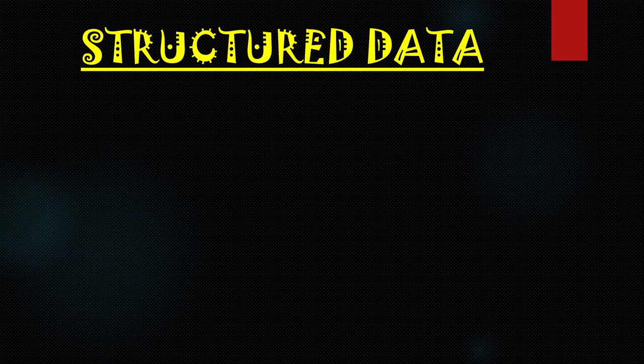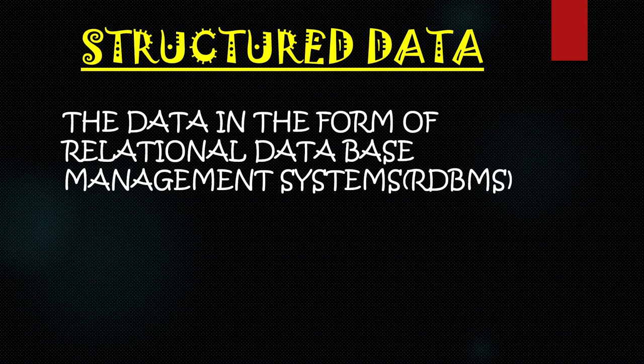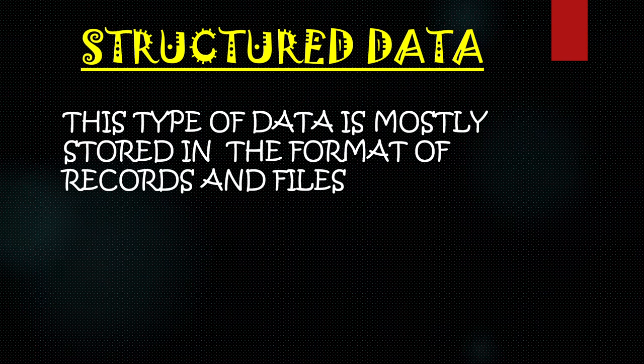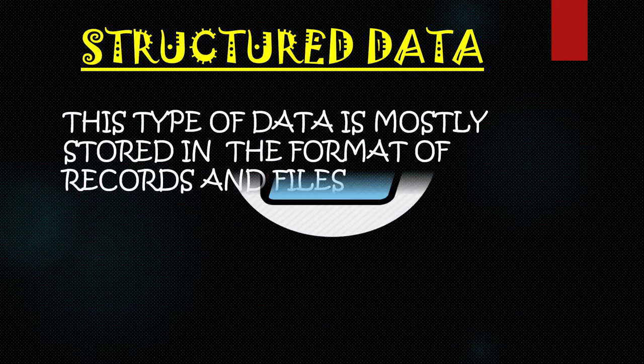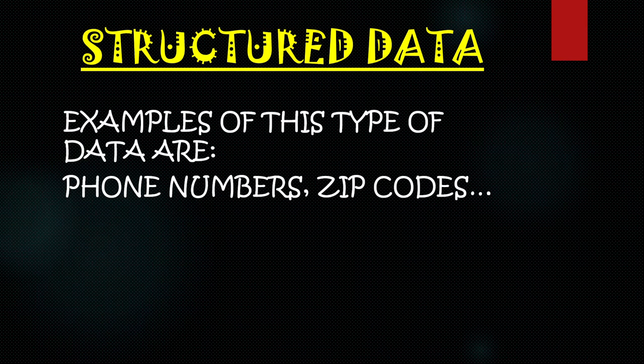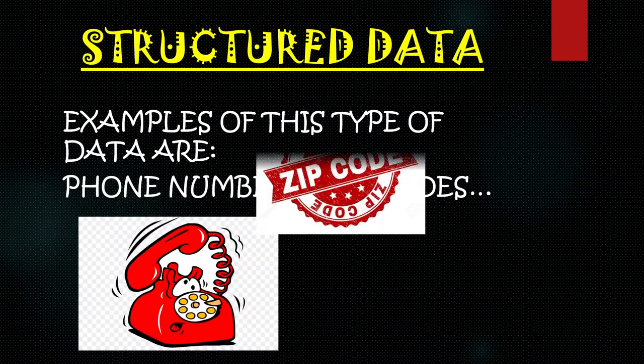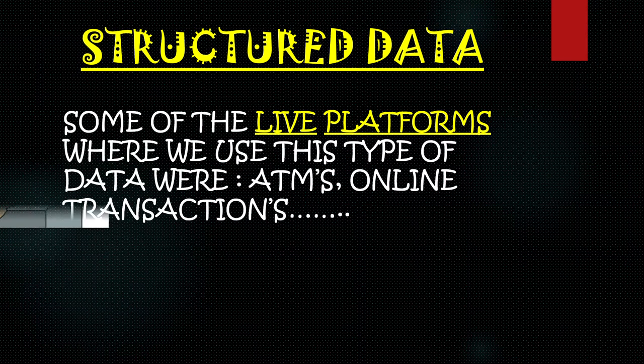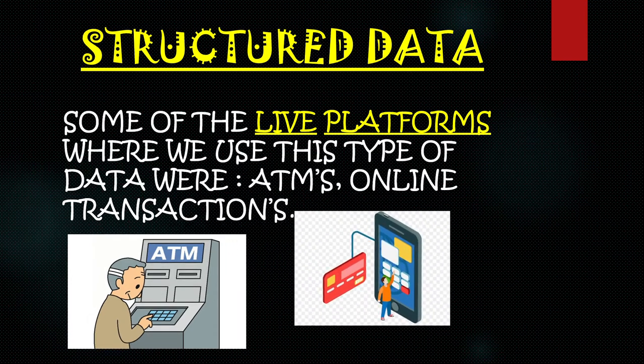This data is mostly in the form of relational database management systems, also known as RDBMS. Simply, we can say that this data follows a particular schema. Structured data is mostly formatted in the form of records and files. Records and files, we all know what they are. Let's have some examples of this type of data. They can be phone numbers, zip codes, etc. Some of the real life examples where we use this type of data sets are ATMs, online transactions, and stuff like that.